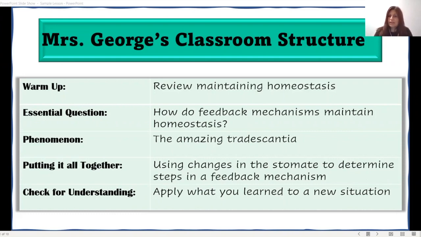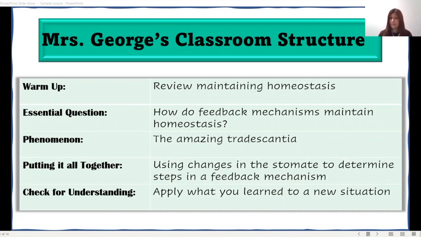Here's our classroom structure. We are going to start with our warm-up, review what it means to maintain homeostasis that we did last class. And then our essential question for today is, how do feedback mechanisms maintain homeostasis? That's a new term for us, feedback mechanism.